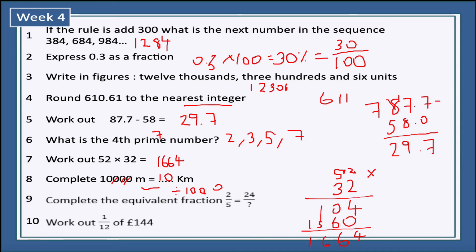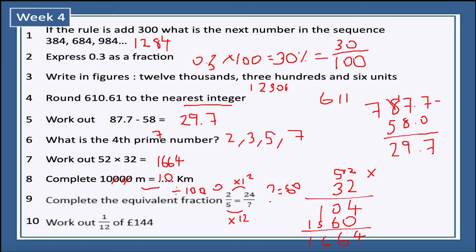Complete the equivalent fraction. 2/5 is 24 over what? Well, 2 times 12 is 24. Therefore, I do the same on the bottom. 5 times 12 is 60. So the question mark is equal to 60. So 2/5 is equivalent, i.e. the same as 24/60. This is question number 10.